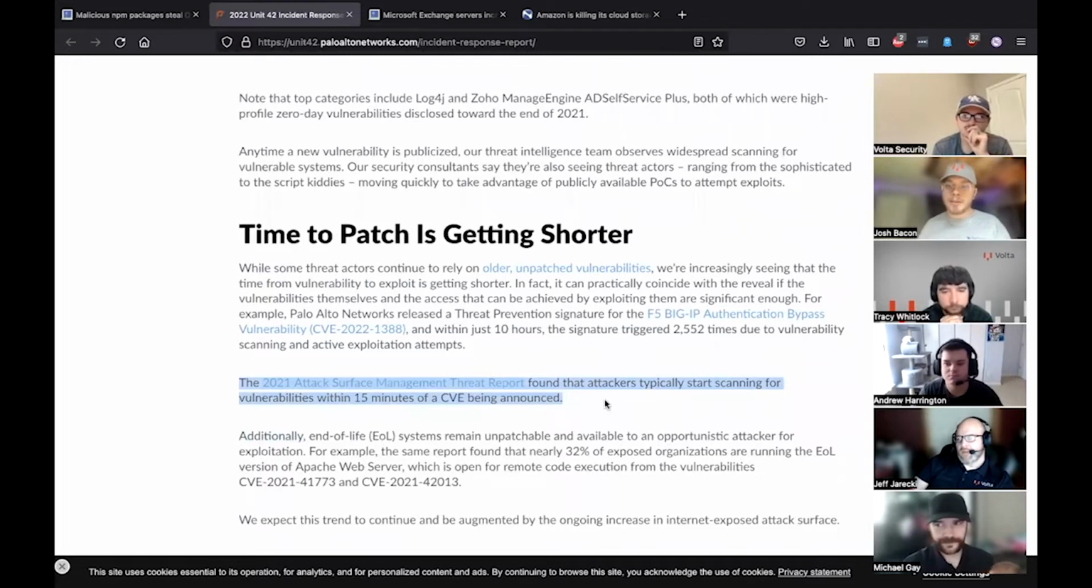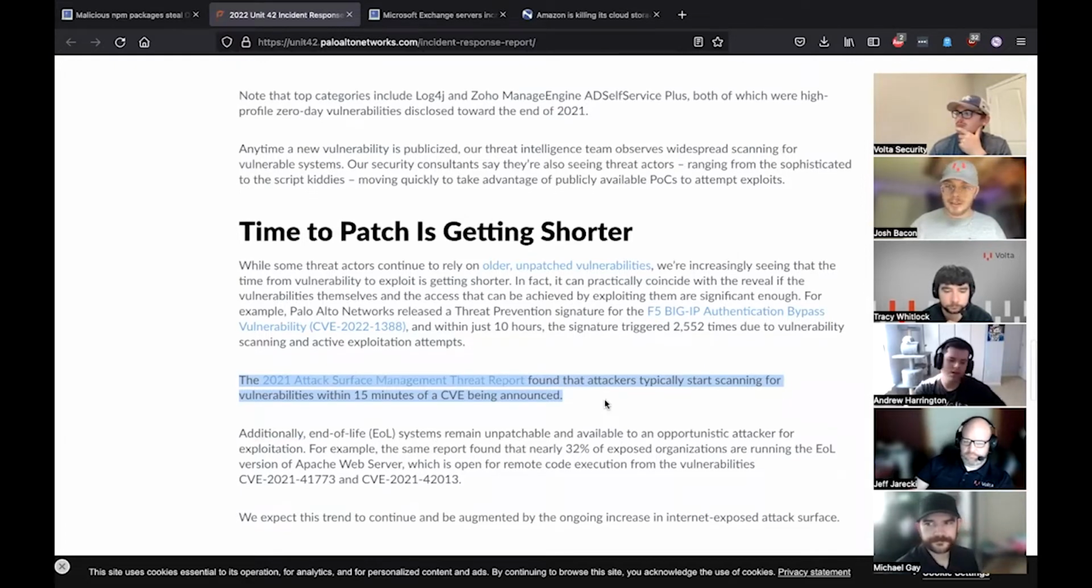So if you're not someone who has, at the very least, patch management, whether that's a manual patch management or something like a WSUS server or ManageEngine, you are absolutely leaving your entire organization on the table every time one of these big vulnerabilities gets released.